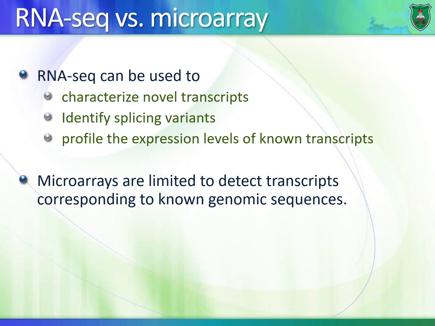So back to molecular biology. We can identify novel transcripts. That's one. Number two, we can identify splicing variants. We cannot do that with microarray. We can hardly do that with microarray, but with RNA-seq, we can identify splicing variants of the same gene. And we can also profile the expression levels of known transcripts. This is well known. So microarrays are really limited to detecting transcripts that correspond to known genomic sequences. Now, this is part of molecular biology and its techniques, and this is what the future is all about.